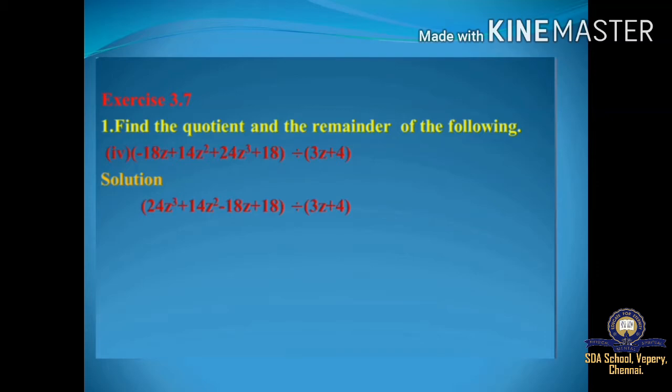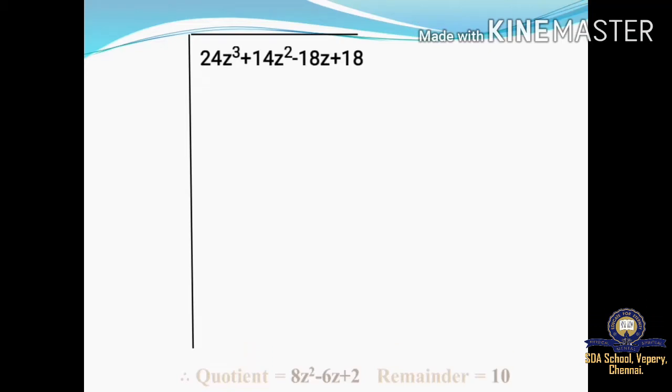Then, how do I proceed? I have to divide it using the long division method. Okay. First of all, I have to draw like this. Then write the given polynomial inside. Then write the divisor outside, 3z plus 4. Okay. Then what happens? Very first step is you have to take the first term, that is 24z cube, and divide it by the first term, that is 3z.